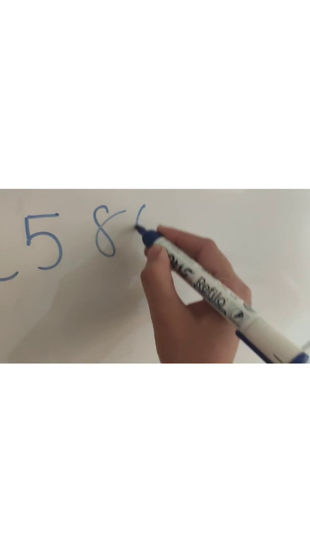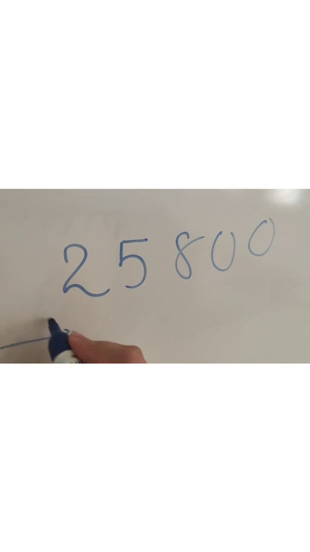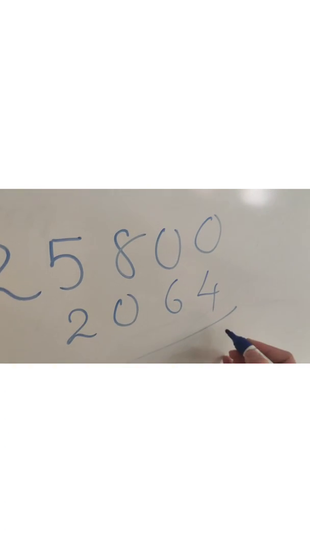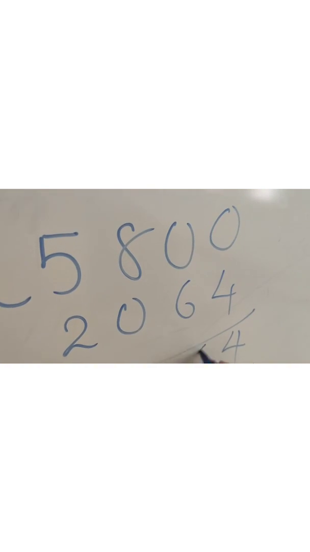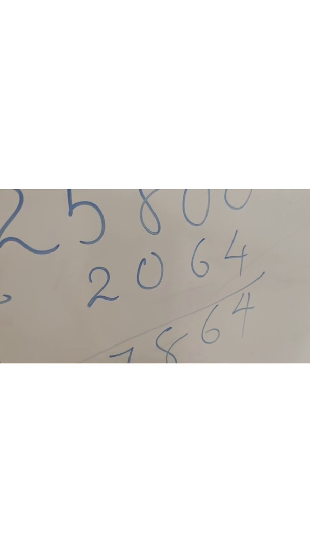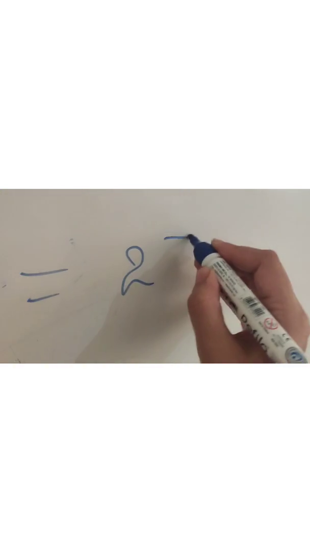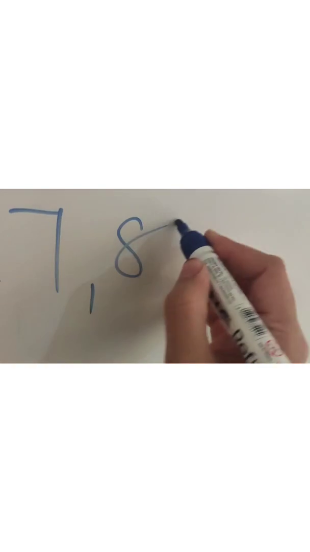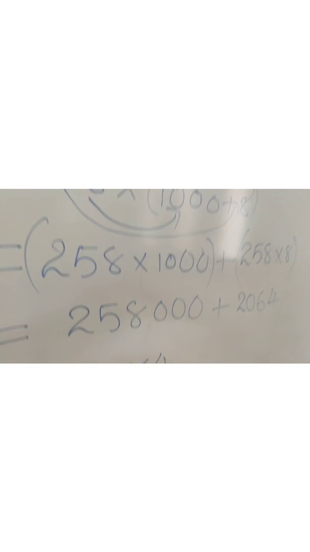And then we are going to add them. So 25,800 plus 2064. So 0 plus 4, 4, 6, 8, 7 and 2. So your answer will be 27,864. You get that?